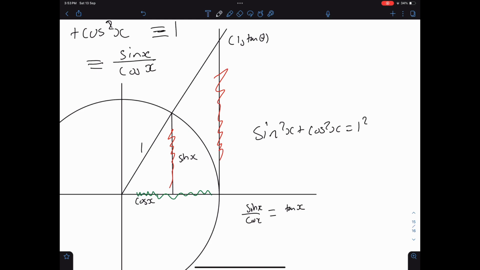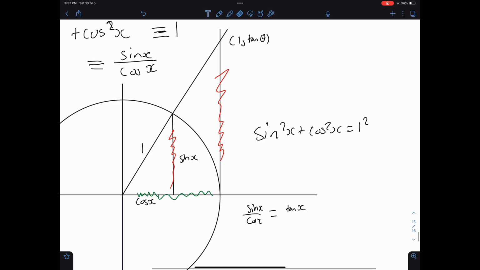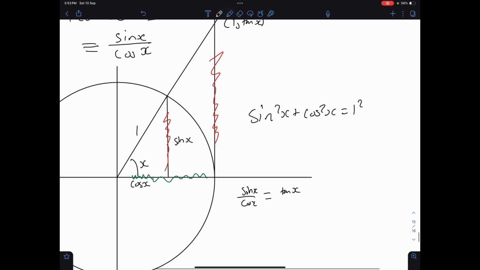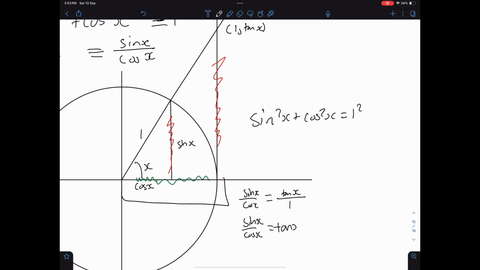Well, remember this theta can be replaced with x. I should probably say tan of x and then call this angle x. And what's this length? Well, we know that it's a unit circle, so this will be 1. So then that's why sine of x over cosine x is equal to, sorry, not 1, it's equal to tan x. Yep.